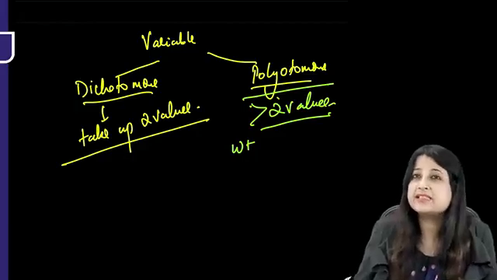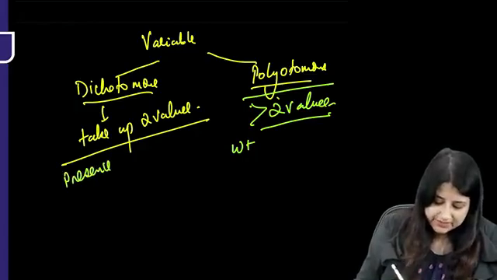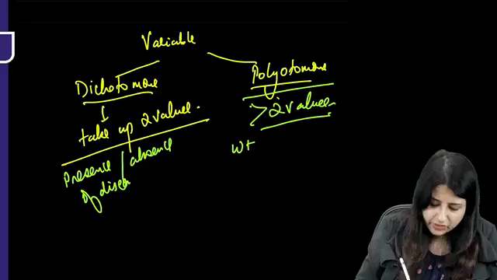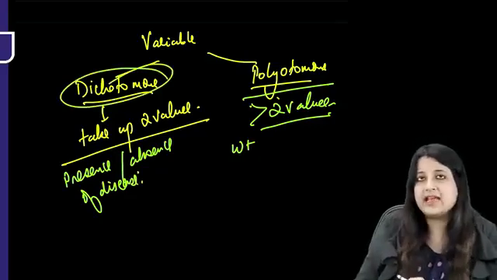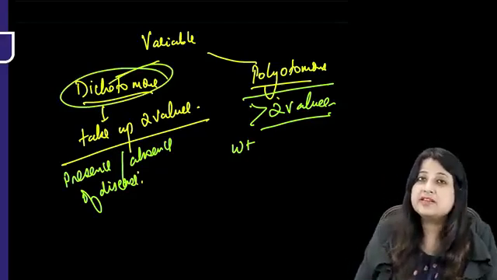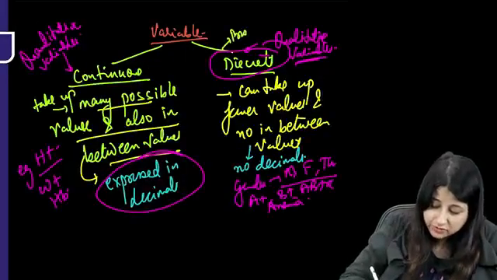Okay, if I say presence, absence of a disease. Okay, now if I say presence, absence of a disease, either you're going to have a disease like let's say hypertension or not have. So it becomes what? Dichotomous. This is taking up only two values. And will it be continuous or discrete? Discrete.